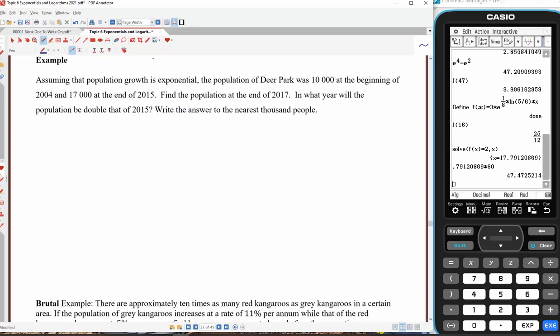Assuming that the population growth is exponential, the population of Deer Park was 10,000 at the beginning of 2004 and 17,000 at the end of 2005. Find the population at the end of 2017.